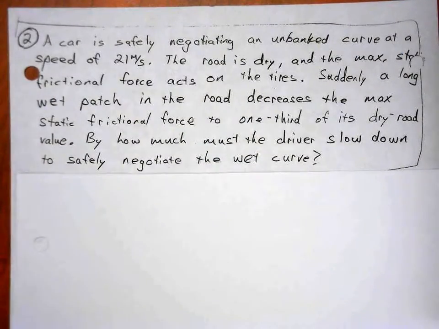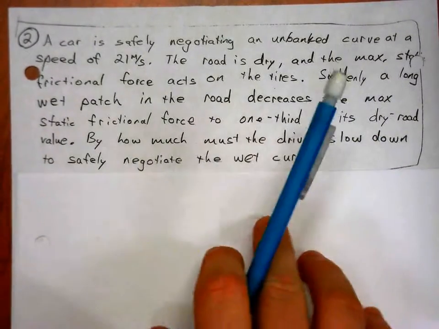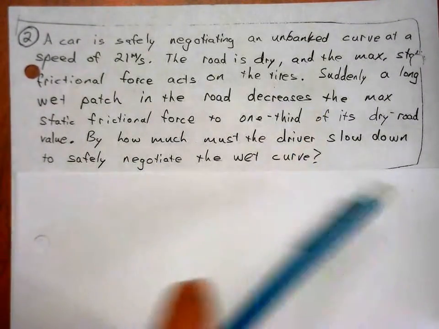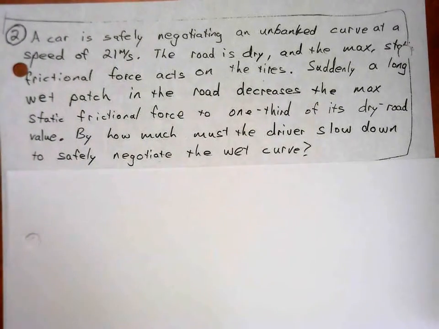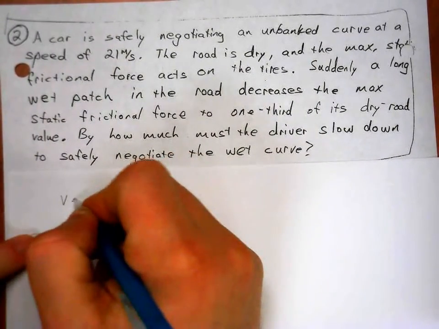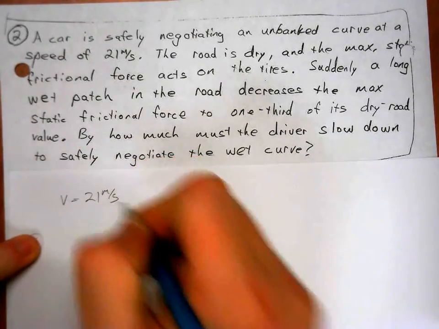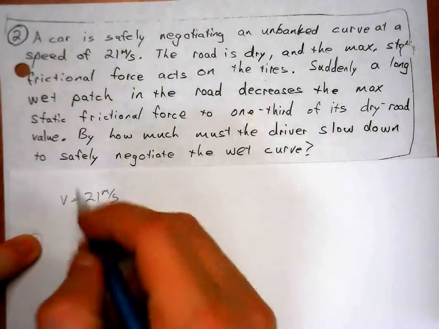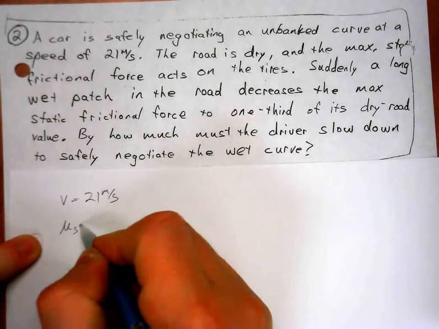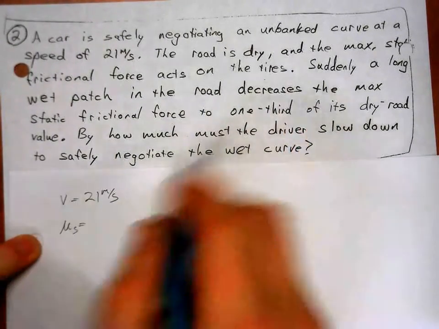And we're back. So I found a problem that's a little more interesting. I'm going to try to work this into the lecture slides if I haven't done that already and forgotten. Anyways, the car is safely negotiating an unbanked curve at a speed of 21 meters per second. I'll go ahead and write that down. It's unbanked, remember. The road is dry, and the maximum static frictional force acts on the tires. We don't know what that is.